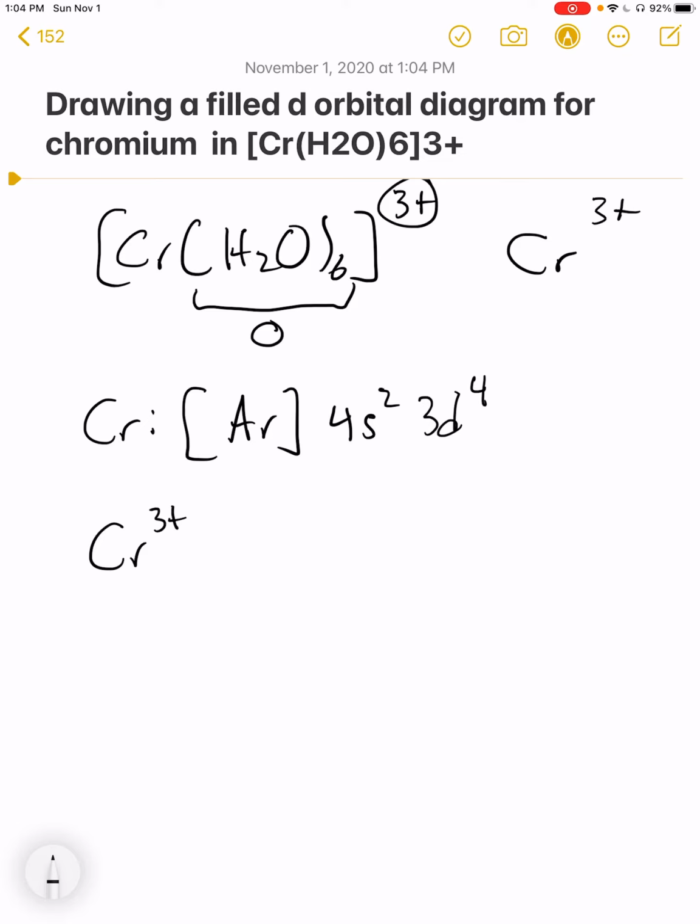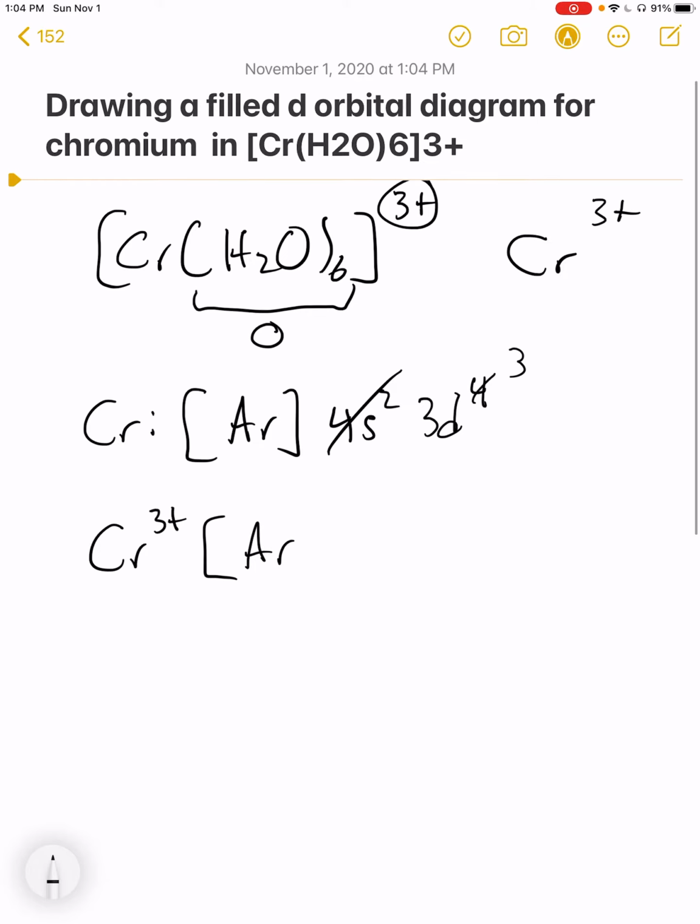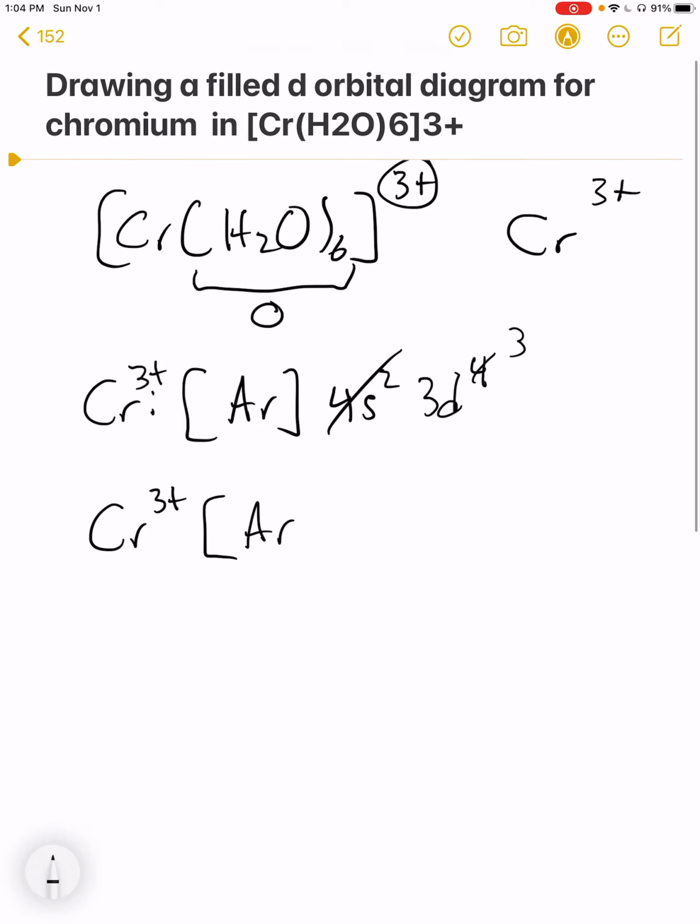Transition metals, when they form ions, lose their s electrons first. So chromium 3 is going to lose those two first, and then it will lose one of these d electrons. So chromium 3 will have an electron configuration of argon 3d3. All we're worried about is the d electrons, so you may see that written just as d3.